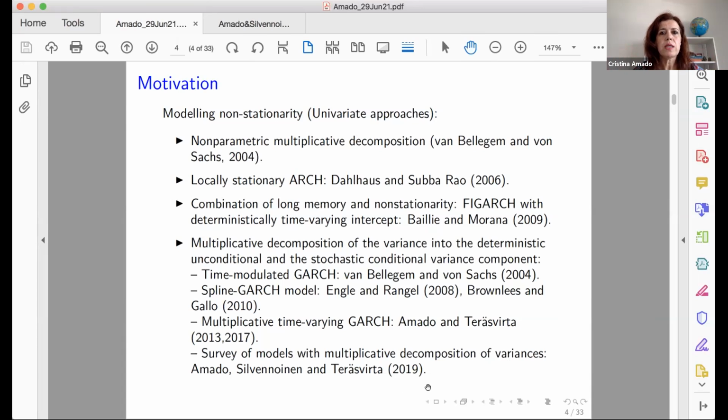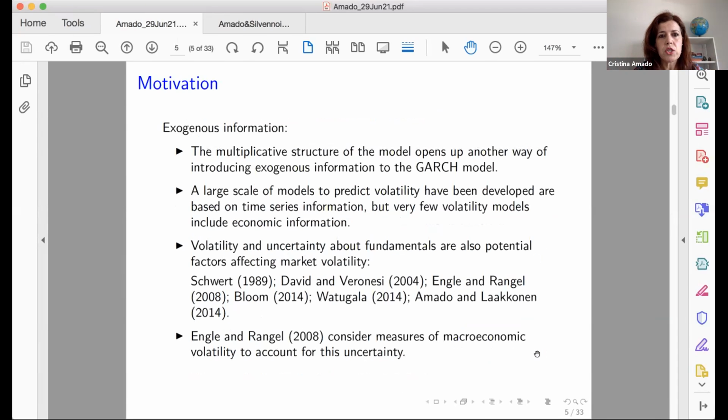So I focus on these univariate approaches to multiplicative decomposition of variance. In this paper, what I propose is that we extend this multiplicative structure of the model, where instead of using just time series information, we can introduce some exogenous information into the GARCH model, using this multiplicative structure.